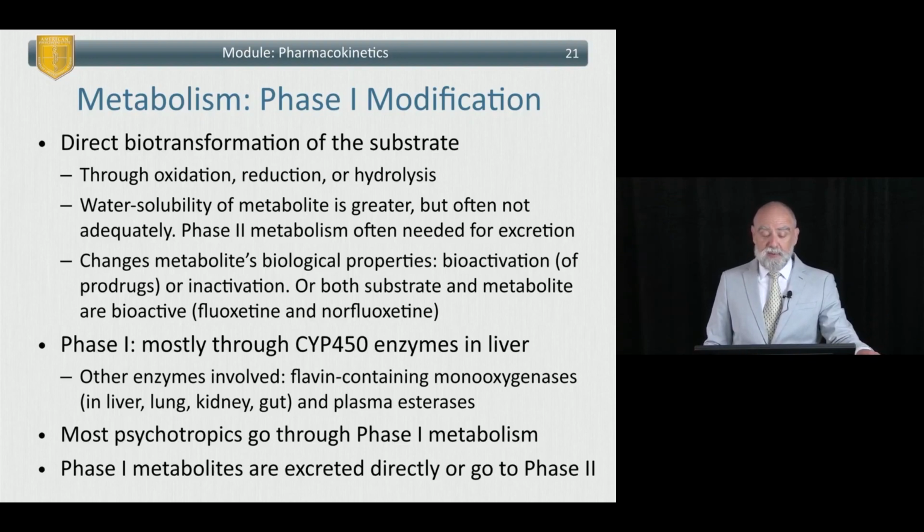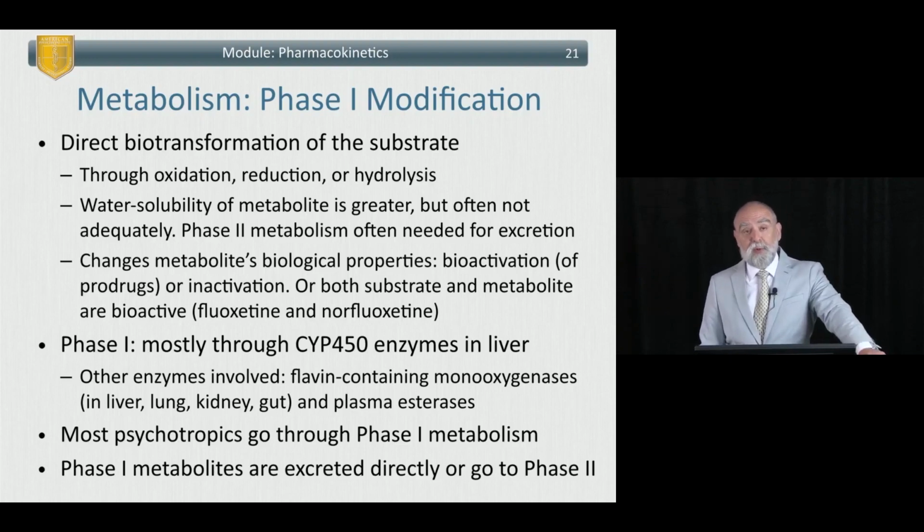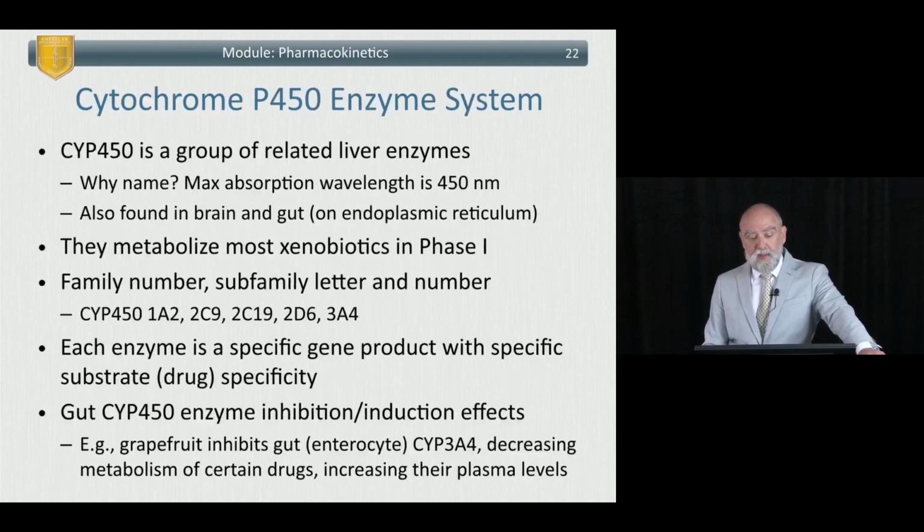Now, phase 1 metabolism is mostly done through the CYP450 enzymes that are primarily in the liver, but not only. Other enzymes are also involved in phase 1 metabolism to a lesser degree, and they include the flavin-containing monooxygenases that are also found in the liver and also lung, kidney, and gut to some degree, and also the plasma esterases. Now, as I mentioned, most psychotropics go through phase 1 metabolism, and then the phase 1 metabolites either are excreted directly or go to phase 2 metabolism.